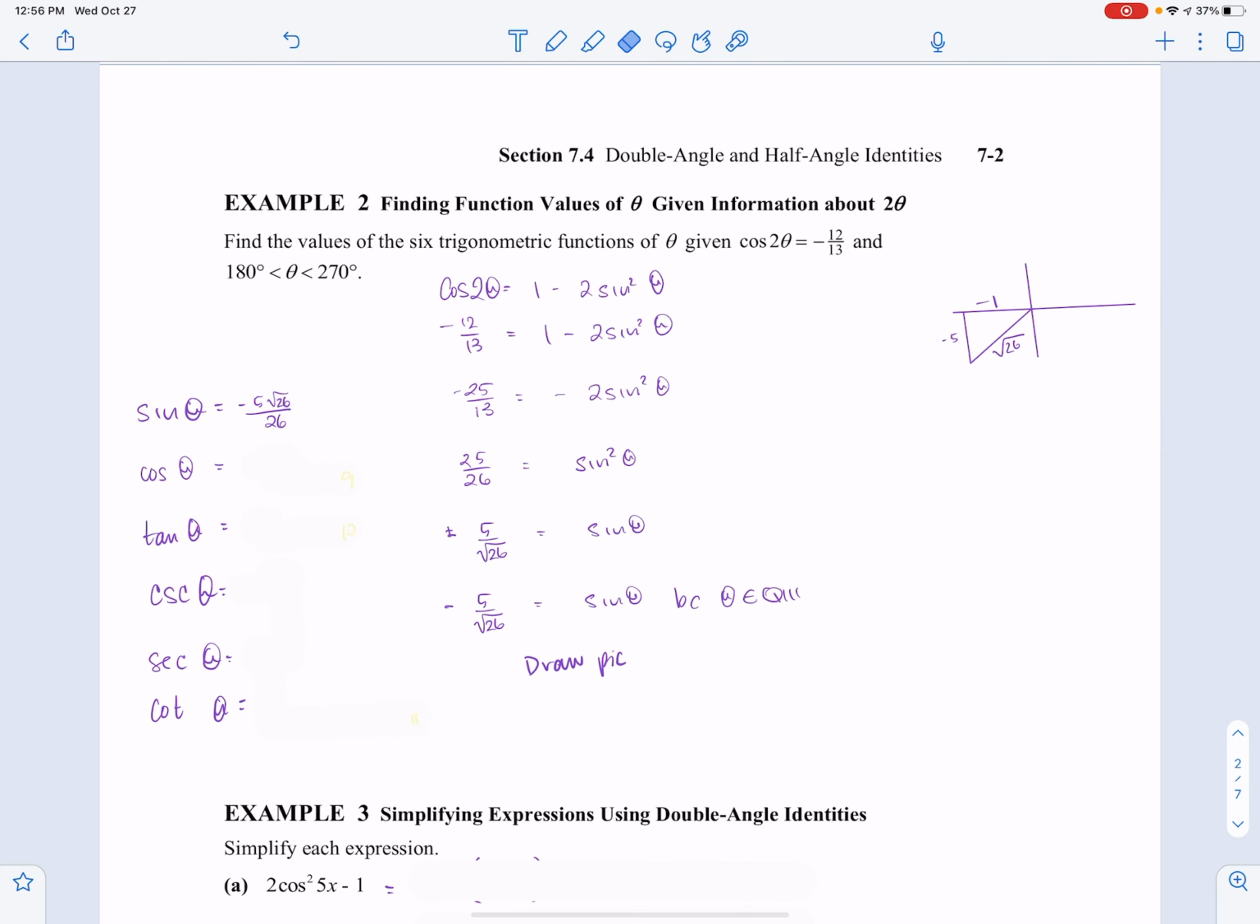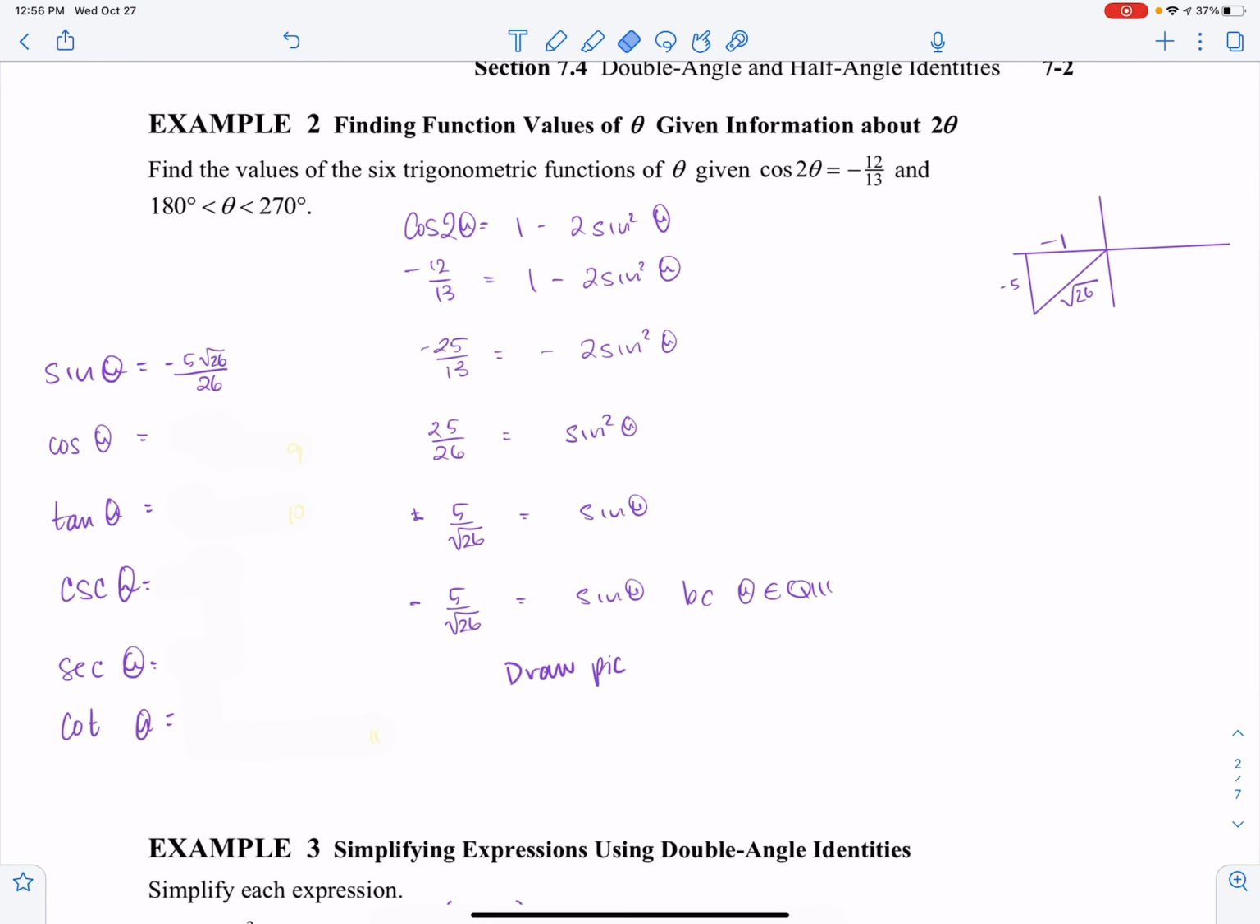And so my sine value is going to be negative 5 root 26 over 26, rationalizing the denominator there. You can use this value or you can use your picture, either one. For my cosine, that's going to be negative root 26 over 26. Again, I've already rationalized. For the tangent, that's going to be negative 5 over negative 1. And then I'm going to go ahead and just uncover the last 3. You guys know how to do the math from this point on to get those last 3.